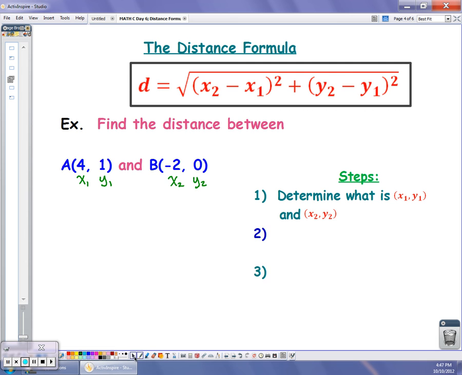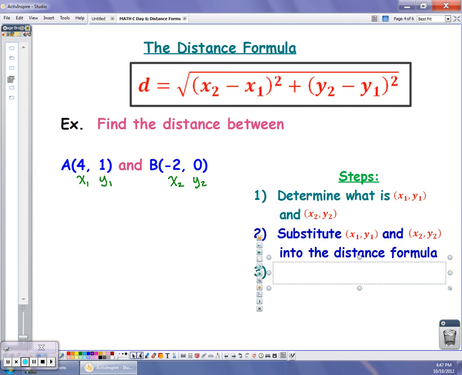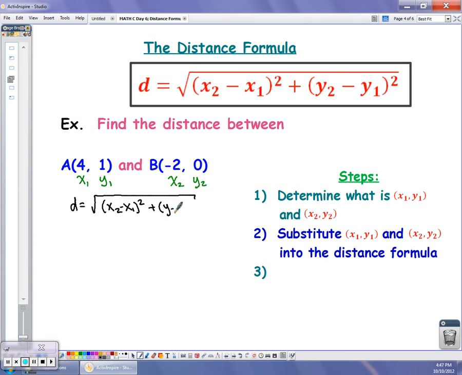After we've determined what is our x1 and y1 and our x2 and y2, we can now substitute the information into the distance formula. I always like to rewrite the formula. So now we just copy that down. D is equal to the square root of x2 minus x1 squared plus y2 minus y1 squared. Now we substitute our information. I'm going to keep that long square root.